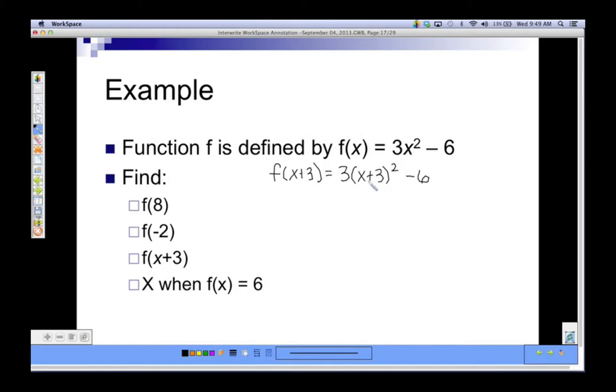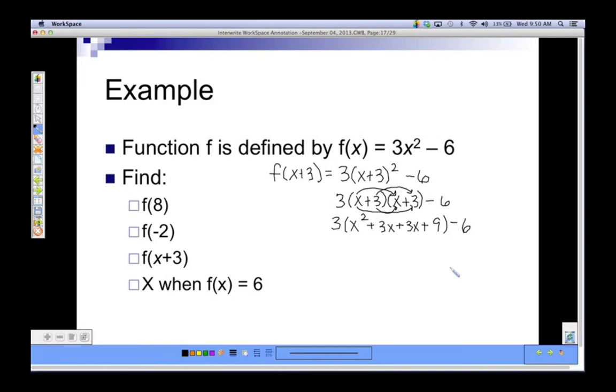Now, the trick is, do you remember what this x plus 3 squared means? That means we have x plus 3 times x plus 3. So when we see these two binomials like that, we need to FOIL. So we do our first term, so x squared. Outside would be x times 3, so 3x. We're going to do our inside terms, which is 3x again. And then our last term, which gives us 9.